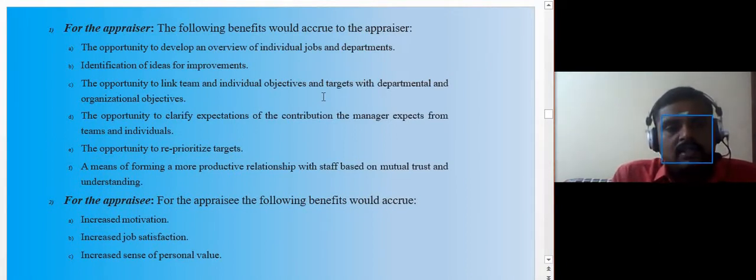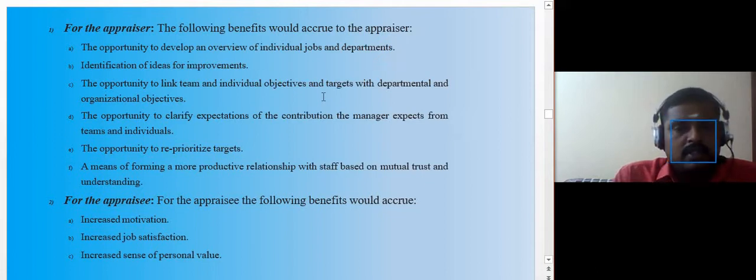For the appraiser, the following benefits would occur: the benefit of developing an overview of individual jobs and departments, identification of ideas for improvements, the opportunity to link team and individual objectives and targets with departmental and organizational objectives, the opportunity to clarify expectations of the contribution the manager expects from teams and individuals, the opportunity to reprioritize targets, and the means of forming a more productive relationship with the staff based on mutual trust and understanding.